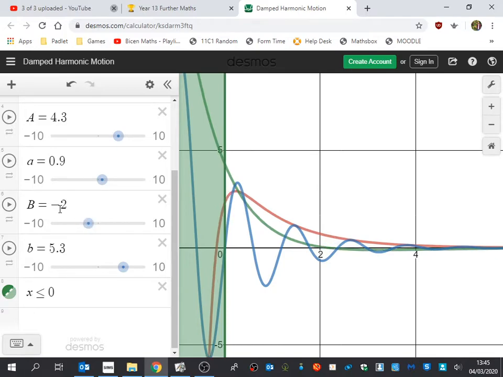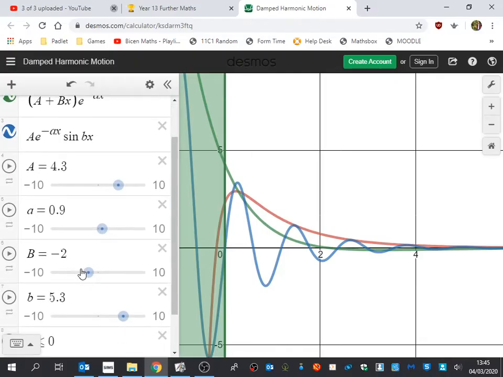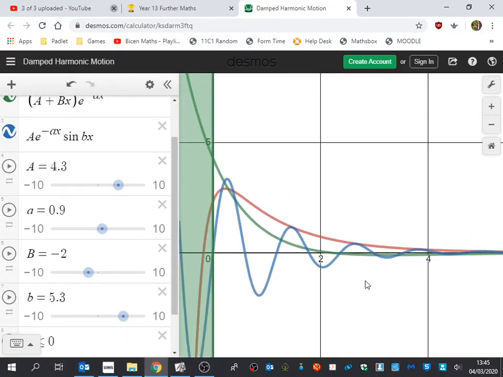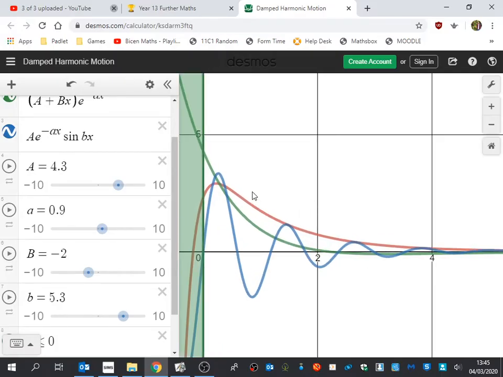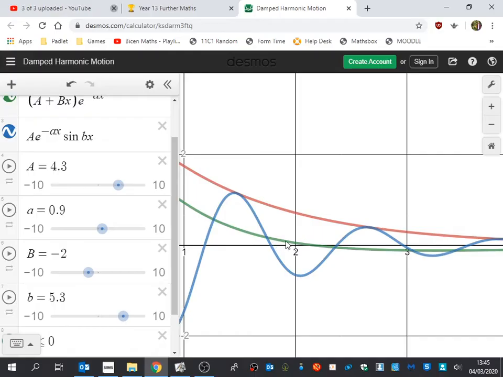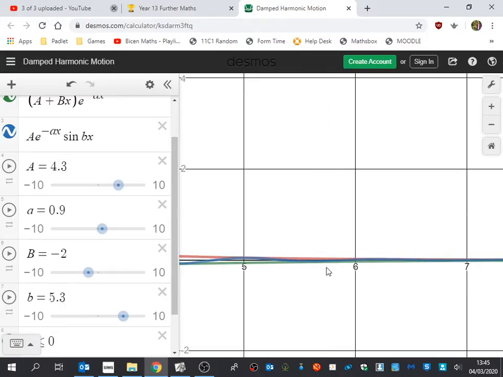Oh, because now B is a negative value, so it might be something to do with B being a negative value. But look, here we go. You can see why the green one is actually worse. This is what I was looking for. Look, when the green one we're saying is heavy, it's so heavy that it goes to the equilibrium position and it misses it. It goes past it. It goes too far, and so it then oscillates from the negative side to the equilibrium position.